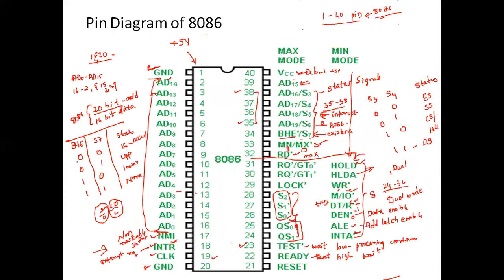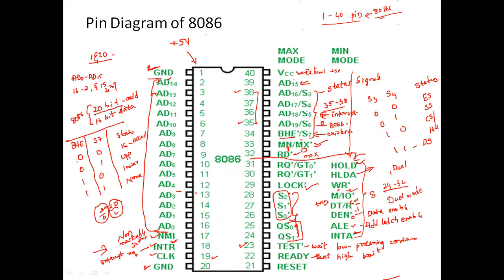And here we have the 29th pin, the lock pin. This pin is involved in maximum mode operation. Basically, when a single processor is accessing the buses and the peripherals, it locks the resources using this pin, so that only one can use them at a time. That is the purpose of the lock pin.